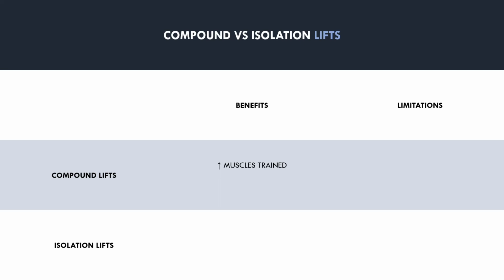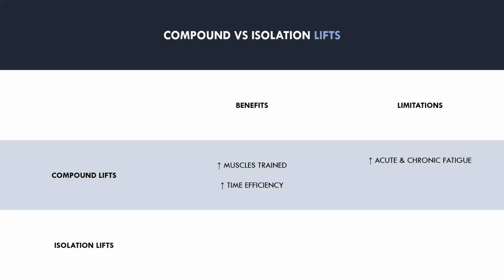This means that we can train more than one muscle with a single exercise. Furthermore, compound lifts involve more stabilizer and accessory muscles, which can also receive somewhat of a training stimulus. This means compound lifts are usually more time efficient, allowing us to train more muscles with fewer exercises. However, compound lifts are also more fatiguing, both acutely and chronically. This means we need to rest longer between sets to recover, since other systems are also fatigued.